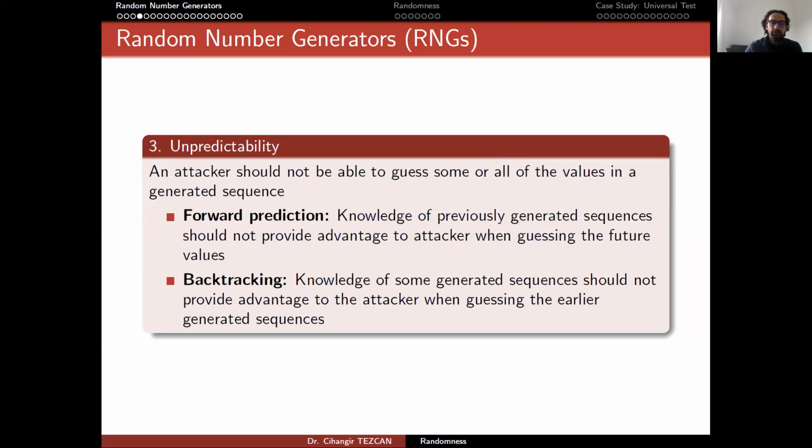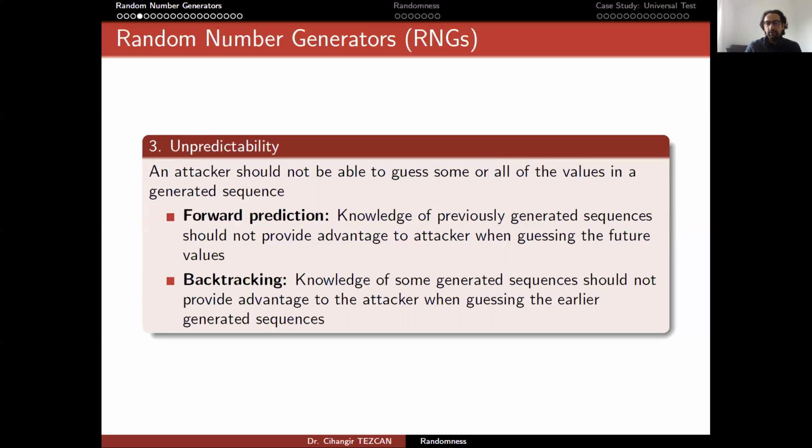So these are important because backtracking especially might be a problem if it is possible. For instance, you are using a random number generator to produce a secret key for your block cipher. So if you are using AES and you generate all your keys using a random number generator, and at some point the attacker somehow captures the internal value of this random number generator, this means that if he knows the inside value, he can produce the future values that you are going to produce. So this is forward prediction.